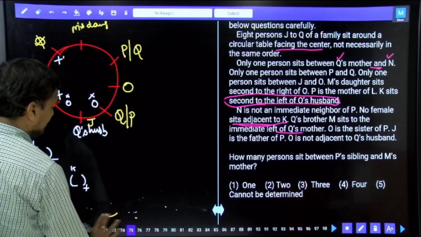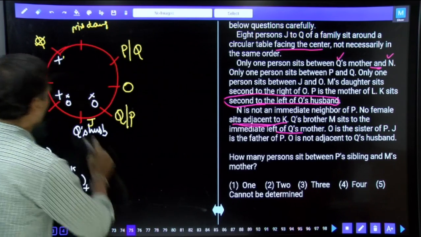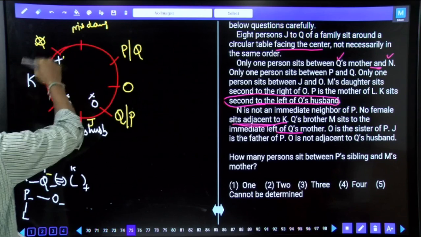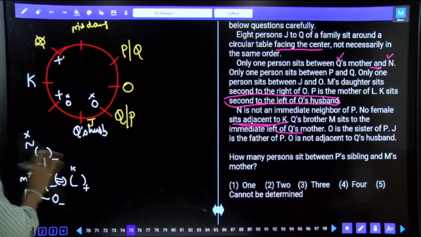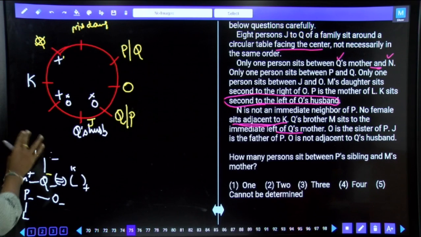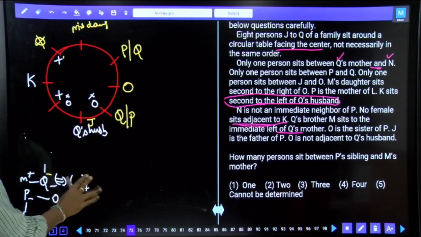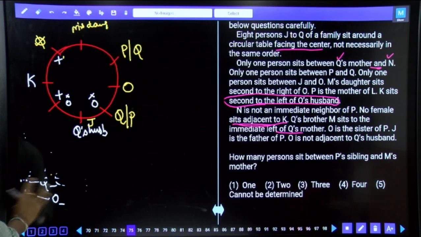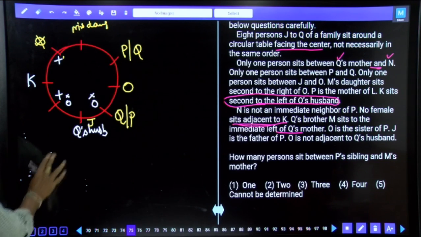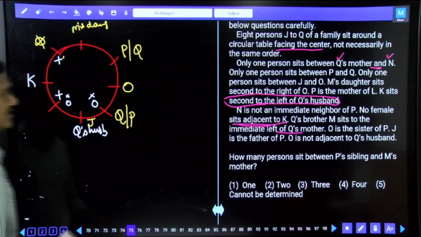Now, as of now, tell me how many persons were fixed? 1, 2, 3, 4, 5, 6 persons were done. Now we are left with the remaining 2 persons. Now let's go through this family tree once again. I'm rewriting this one because here we had taken a smaller space. Now I'm drawing this one bigger.